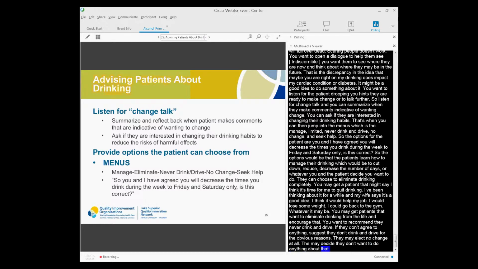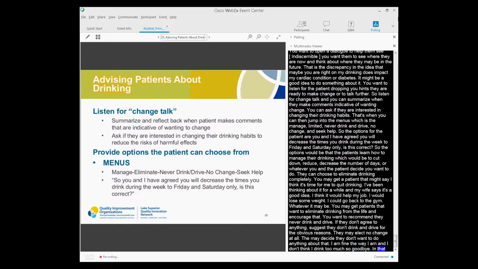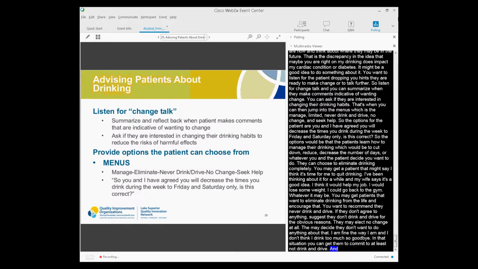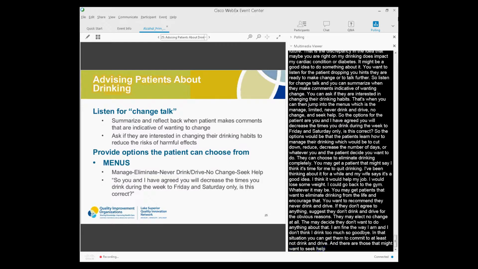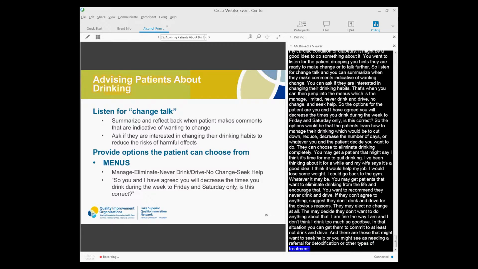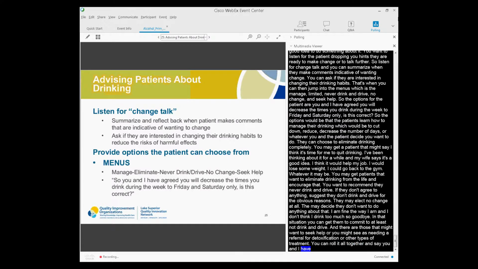So in that situation, you could at least get them to commit, at least verbally, to not drink and drive. And then those that might want to seek help, or that you might see as needing a referral for either detoxification or other types of treatment. And the statement that you could say, kind of roll it all together and say, you and I have agreed to this, is that correct? And can we agree on that?